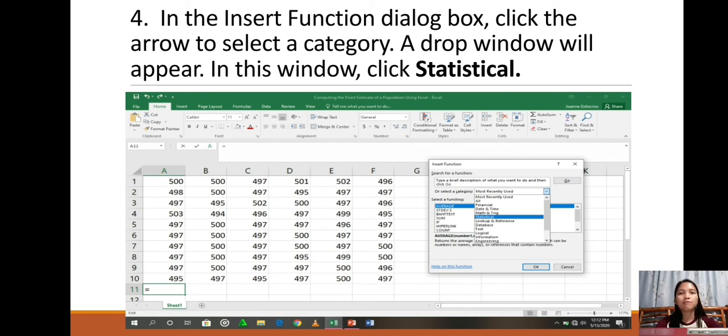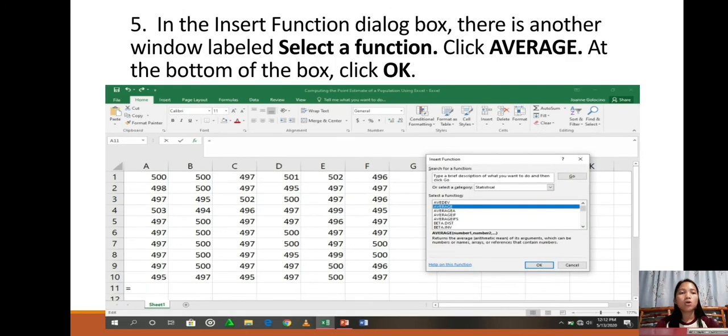And for step 5, it is much better if you will follow using your laptop. In order for you to learn more, you just have to follow me. We are now on step number 5. After clicking statistical, another window labeled select a function will appear, and you need to click average. In finding the mean, that is average.